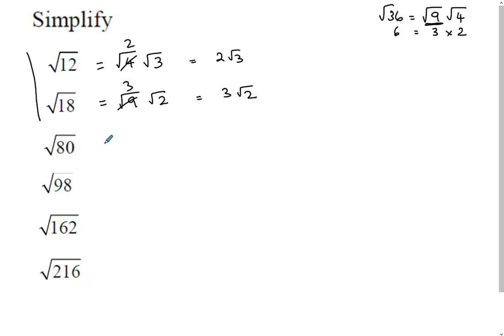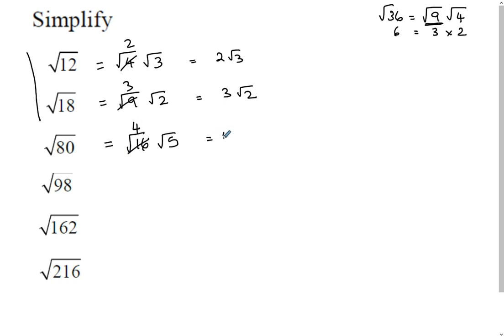Okay, 80. Now 80, you're thinking, yes, it can be divisible by 4, which is a square number. 9, 16. Oh yeah, 16. I don't think it will be any higher than that because 25, 36, 49. But it'll be 16 times 5, and that will give you 4 surd 5.